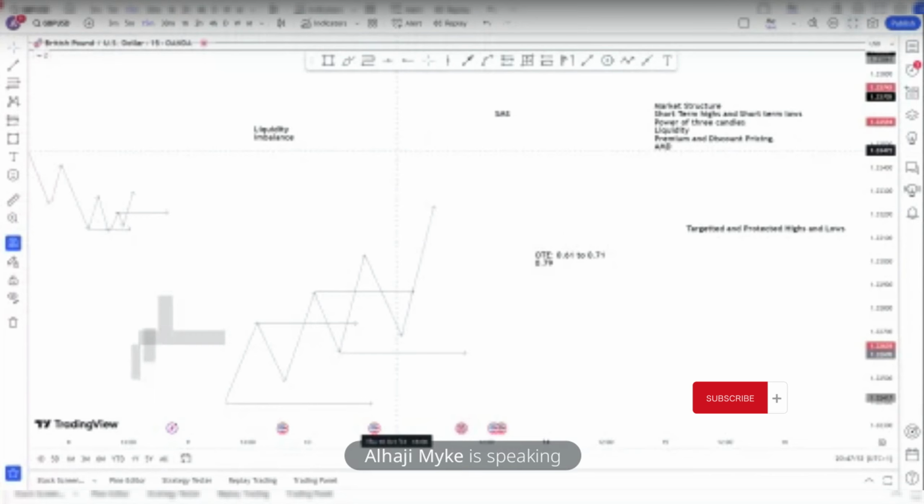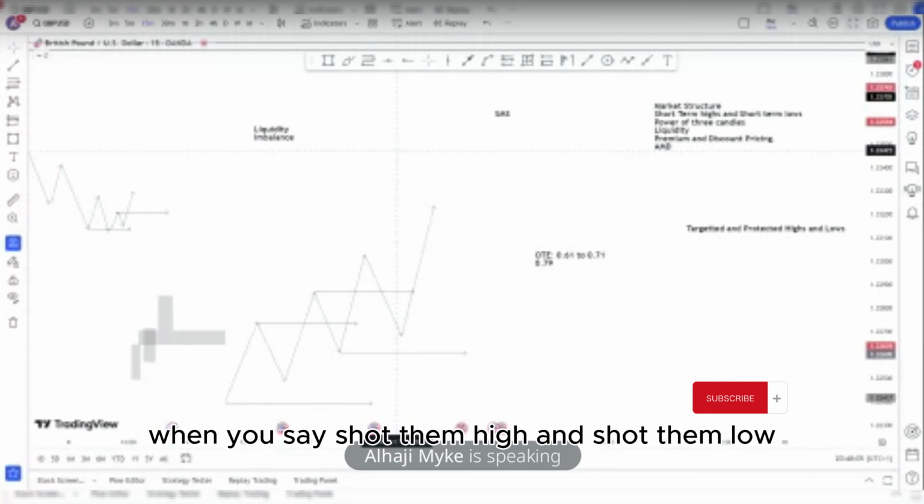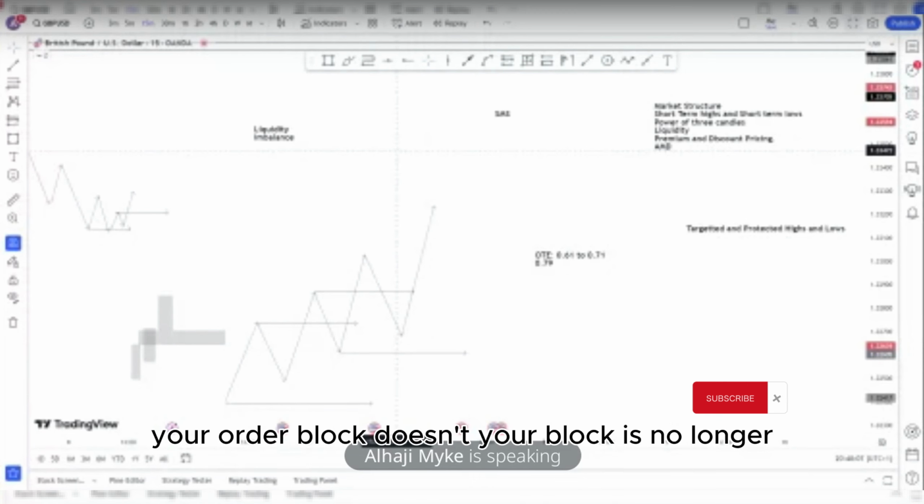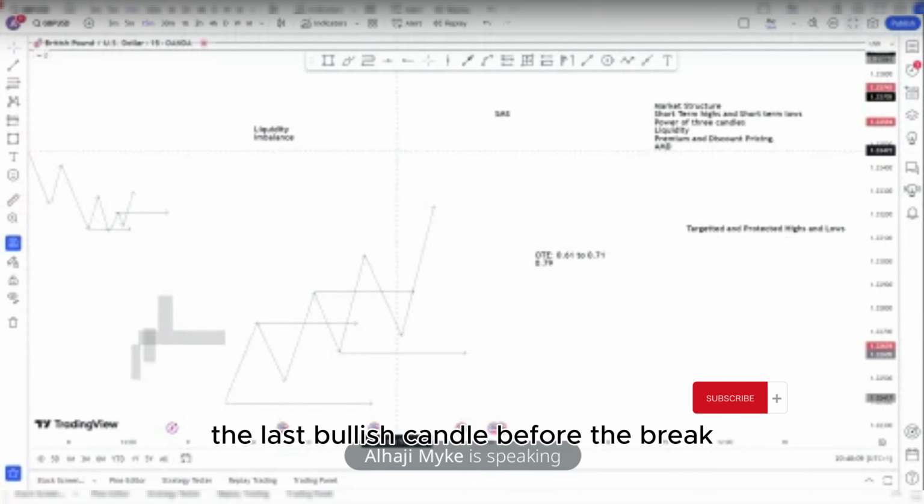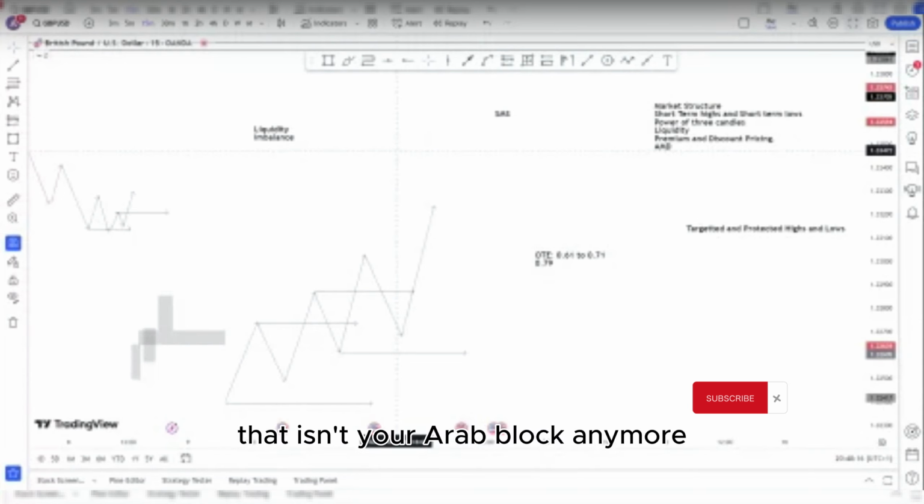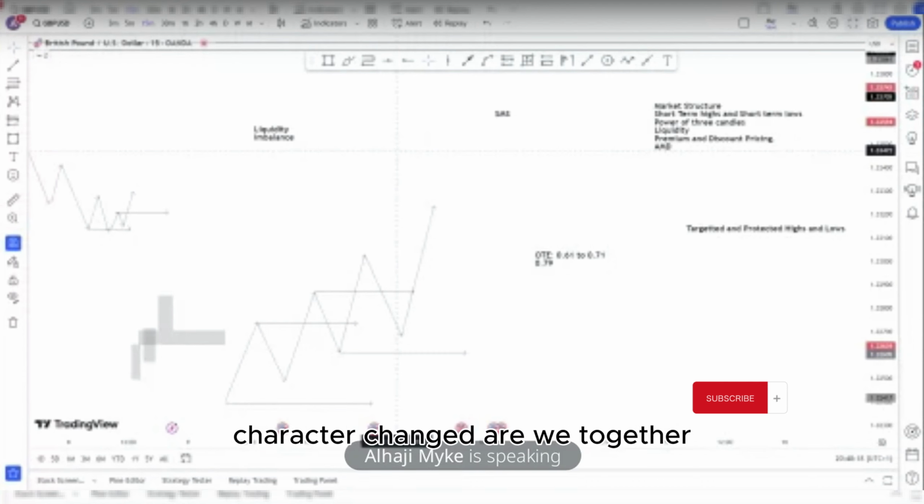Now, there are several entry models you can use to trade this. You could trade using the FVG, that is, taking a trade off the fair value gap, or you could trade using an order block. In this case, when you see a short-term high and a short-term low, your order block is no longer the last bullish candle before the break or the last bearish candle before the break. No, that isn't your order block anymore. Your order block is the point where the character changed. Are we together?